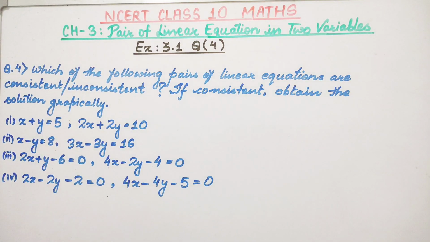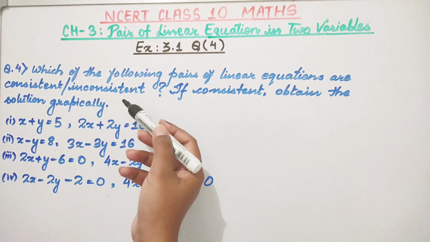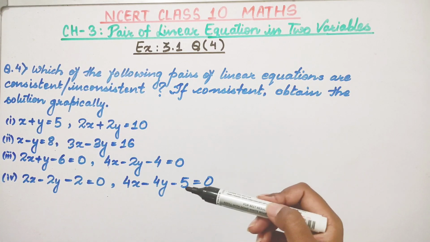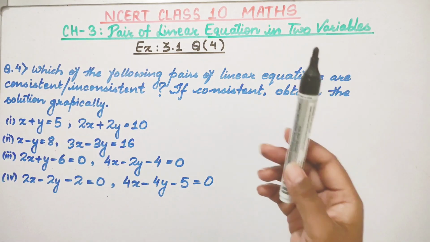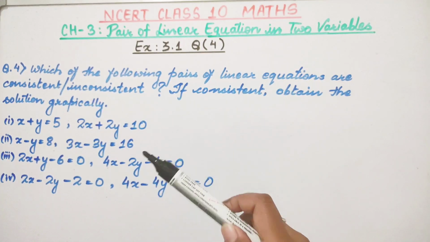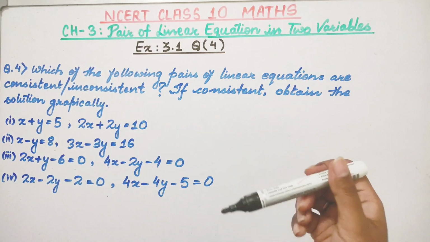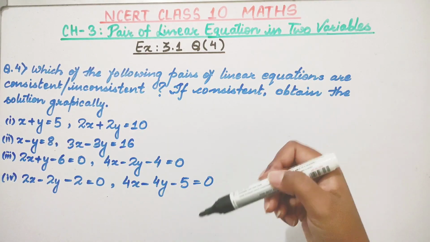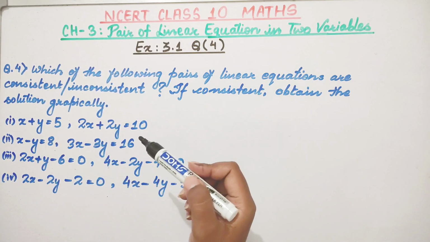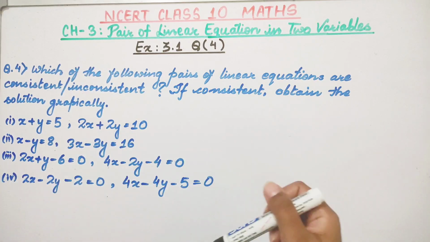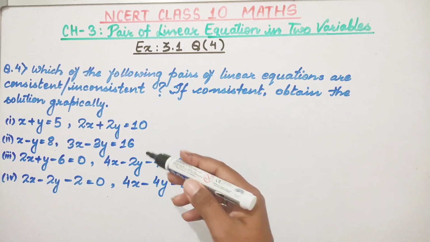So we have been provided with 4 questions in question number 4, in which we have to check if they are consistent or inconsistent. I have already explained what consistent and inconsistent lines are in my previous video, so I would suggest you go back to the video of the previous questions of exercise 3.1 and see what consistent and inconsistent lines are. Over here we will directly use this concept to find the answers. The next part of this question is, after finding out if these lines are consistent or inconsistent, we have to find the solutions graphically. If it is consistent, then we need to find the actual solution of these equations.